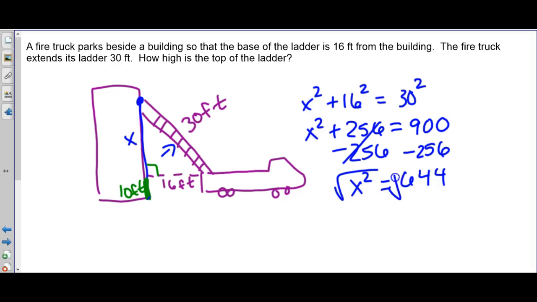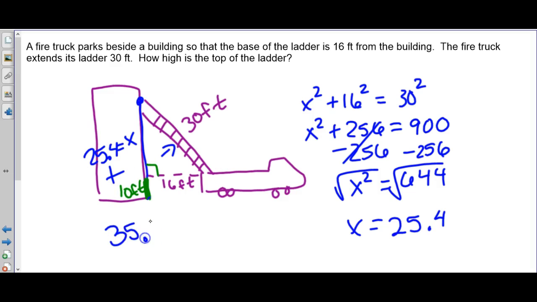gives 25.4. I'm going to round it to the tenths. So approximately 25.4 feet. Now that's not the entire distance from the ground to the top of the ladder, because we still need that extra 10 feet, because the base of the ladder is already up in the air from being on the fire truck itself. So we're going to add these two together and get that the ladder is 35.4 feet in the air.